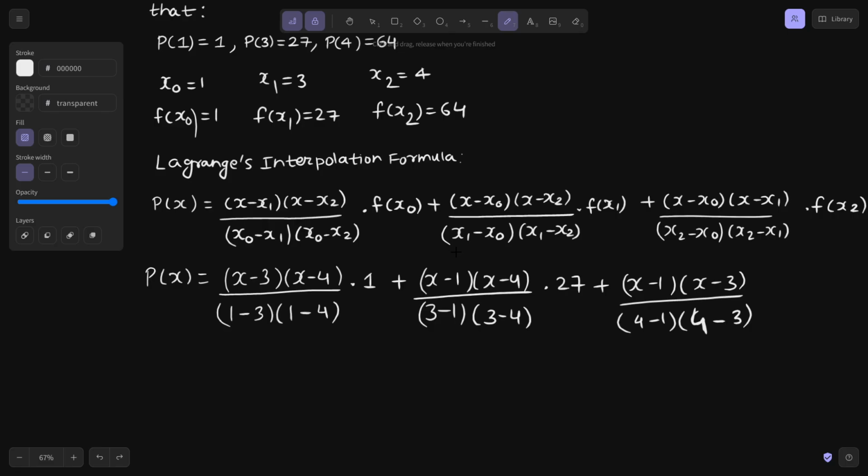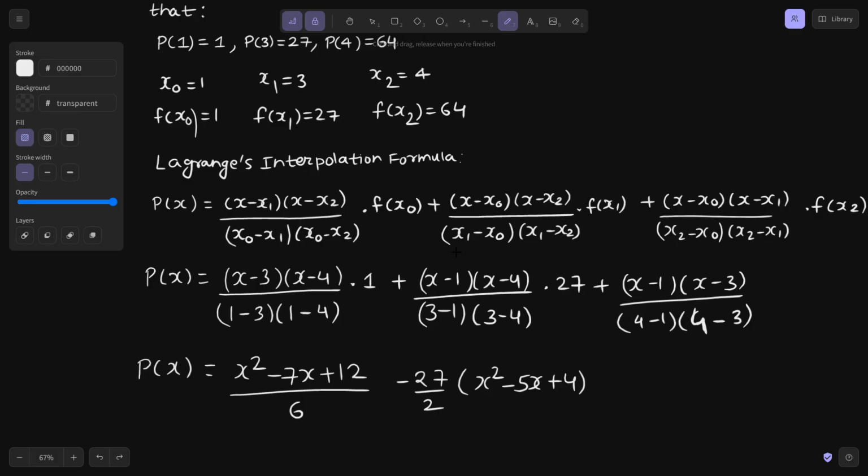Now, let's open this as a quadratic. x square minus 4x minus 3x, so minus 7x plus 12. In the denominator, negative 2, negative 3, that will give you 6. Here 3 minus 1 is 2, 3 minus 4 is minus 1, so minus 27 by 2 as a constant. And the quadratic is x square minus 4x minus x, so minus 5x plus 4.